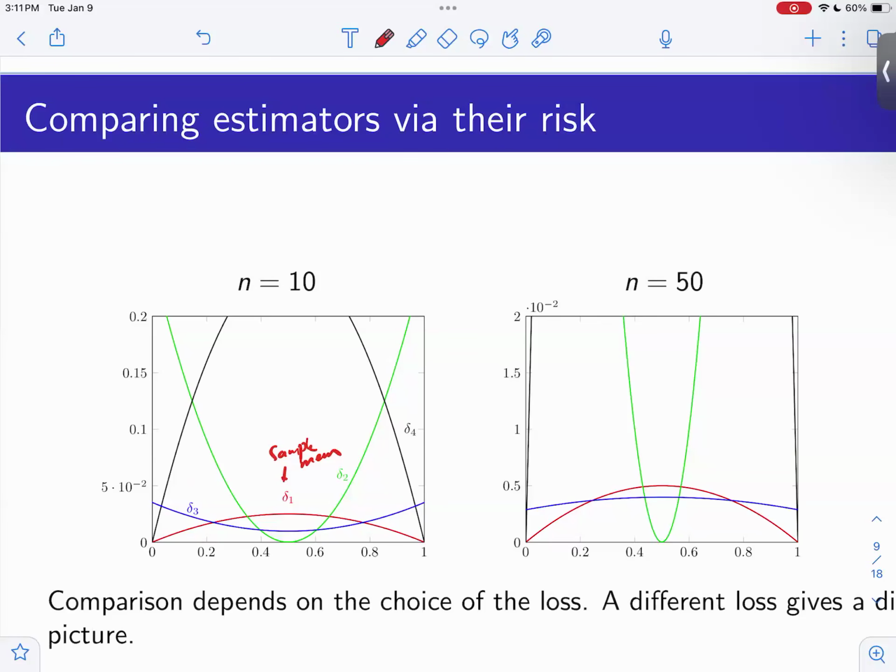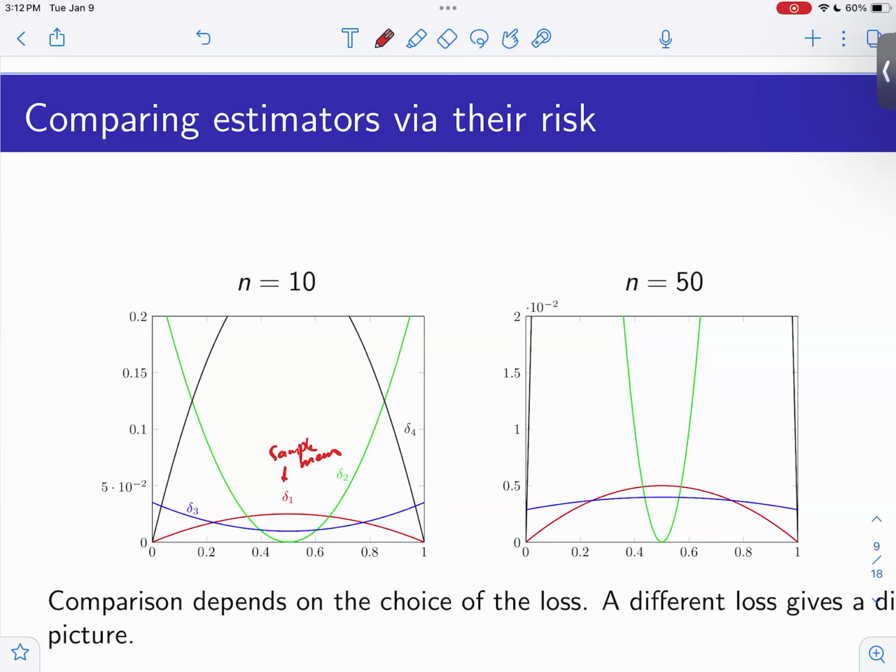So you can see again, we have conflicting information. We can't necessarily compare all estimators directly, but I can rule out one from this picture. There's one that I can safely discard. Delta 4, why?